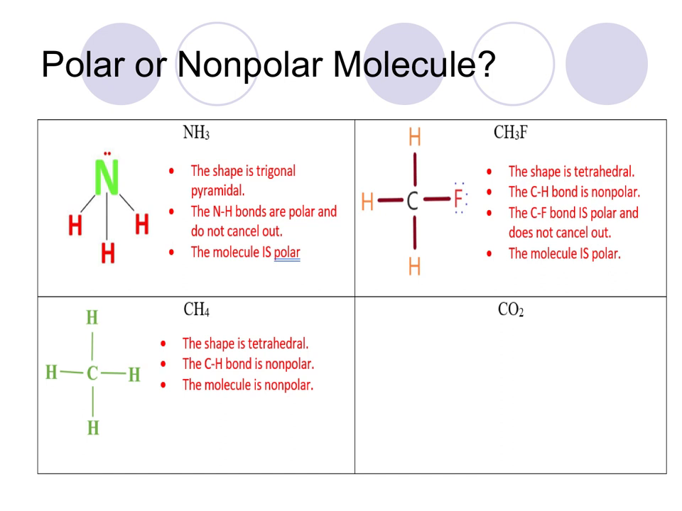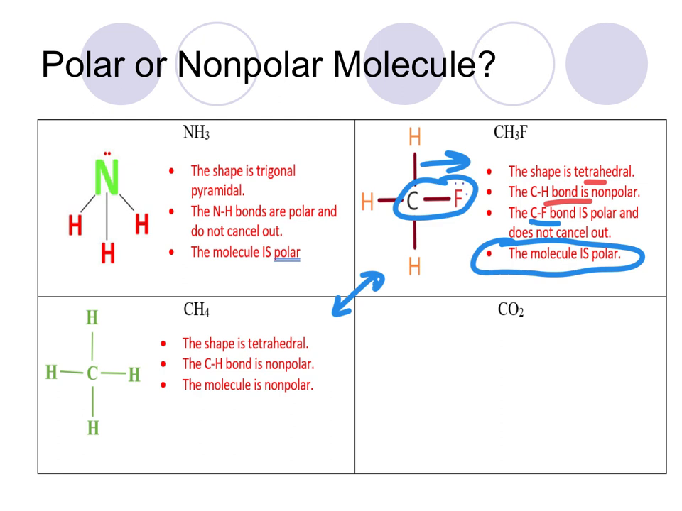We still have the tetrahedral shape. We know the CH bonds are nonpolar, but we have this CF bond, and it turns out that is polar, and now it's not canceling out. There are no other bonds pulling it in opposite directions, which makes the whole molecule polar. So even though we had these 2 that were both tetrahedral, both with carbon in the center, both with some hydrogens, that one difference of the bond to fluorine makes the molecule polar.